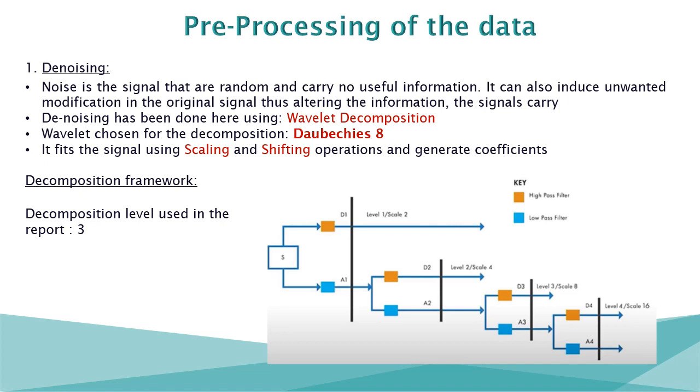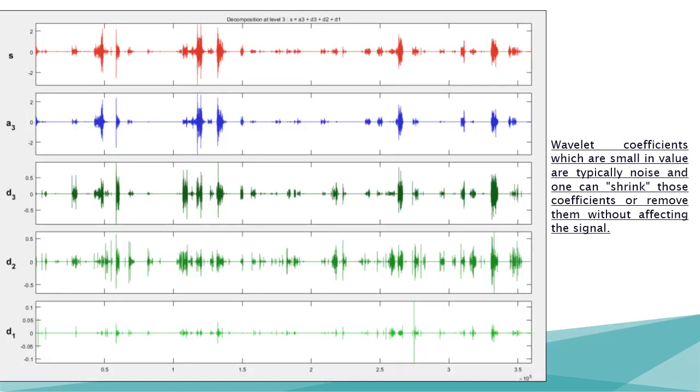The low-pass filtered signal is again subjected to a low-pass and a high-pass filter at level 2, and this process goes on until the specified decomposition level is reached. The coefficients are generated at each level, and the coefficients which are smaller in value are typically noise, which are then removed from the signal. The remaining coefficients reconstruct to form the denoised signal. The image shown here is the wavelet decomposition of one such hour-long signal with the decomposition level set to 3. The coefficients generated at each level are represented here. The coefficients which are smaller in value are discarded and the remaining coefficients reconstruct to form the denoised signal, which is given in the next slide.